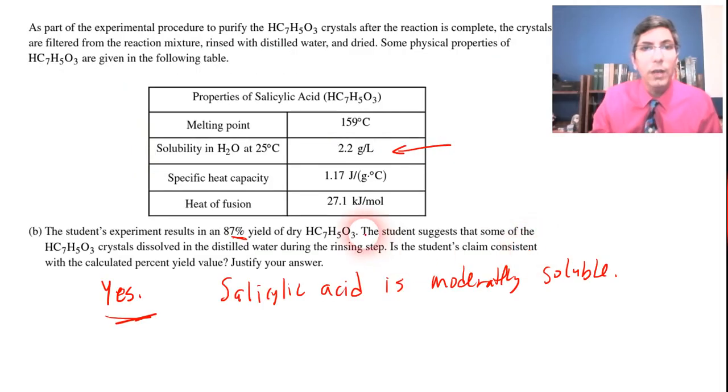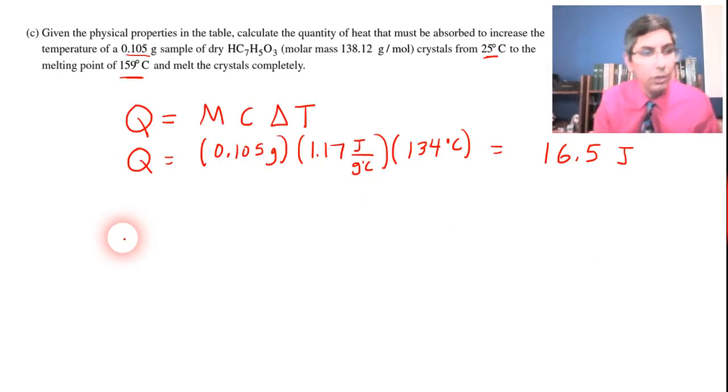That's where the heat of fusion comes in. Okay? So the heat of fusion, that's melting it. That's how much energy it takes to melt this stuff. So it's 27.1 kilojoules per mole to melt it. So that's a separate Q.